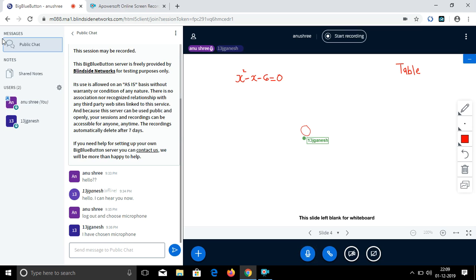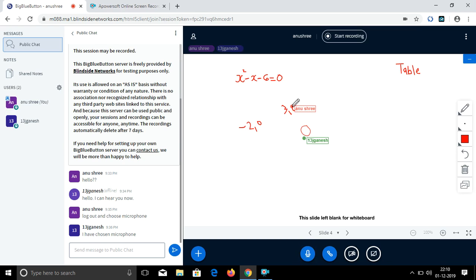Now you tell me once you have plotted this, where this curve is intersecting the x-axis, at which 2 points? So it's intercepting at -2 and at 3. Yes, at (-2, 0) and (3, 0). That's very correct. And what is the turning point in this curve?